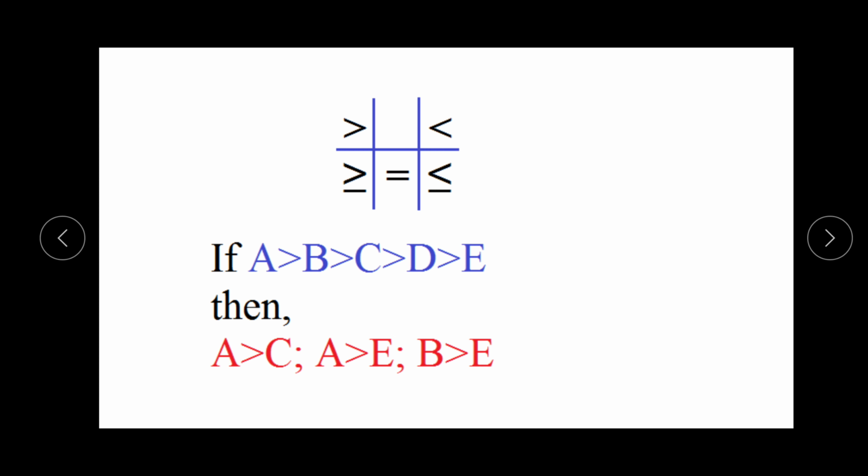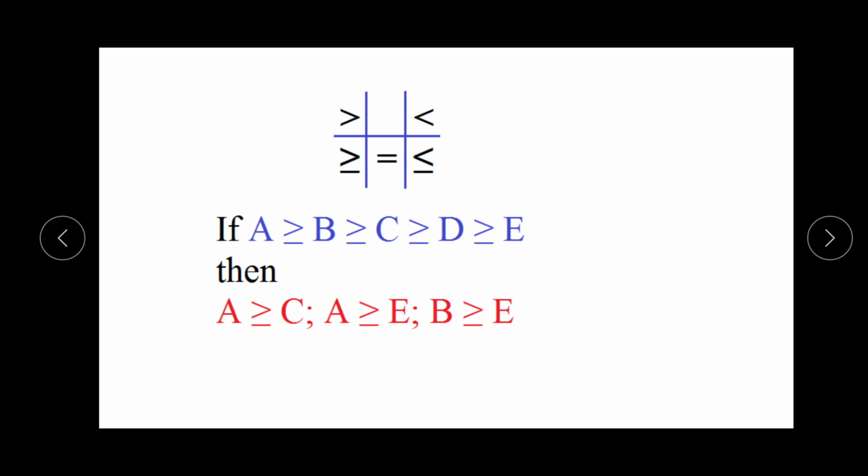If the inequality is of the same type, we can write like this: A is greater than C, A is greater than D, A is greater than E, B is greater than E, or B is greater than D. We can write this fast. Here also the inequality is the same.